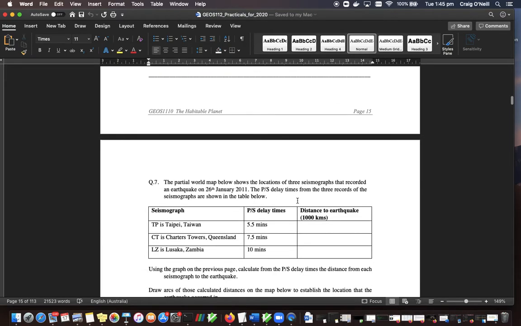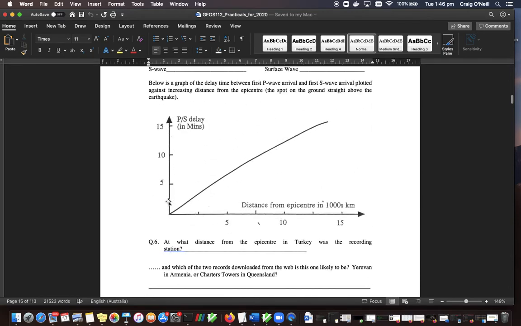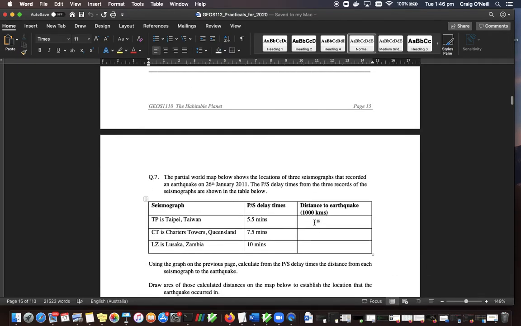Okay, what we've got next then is a record from a 2011 earthquake, and it was detected in these three recording stations in Taiwan, in Charters Towers, and also in Lusaka in Zambia. Now, the delay between the P and S arrivals was 5.5 minutes, 7.5 minutes, and 10 minutes. What I want you guys to do then is take that 5.5 minutes, go back to your curve here, read off 5.5 minutes, go across and work out exactly how far away from Taiwan the earthquake was. And you'd write that answer in here. So this should be around 4,000-ish, but you guys do it very accurately.